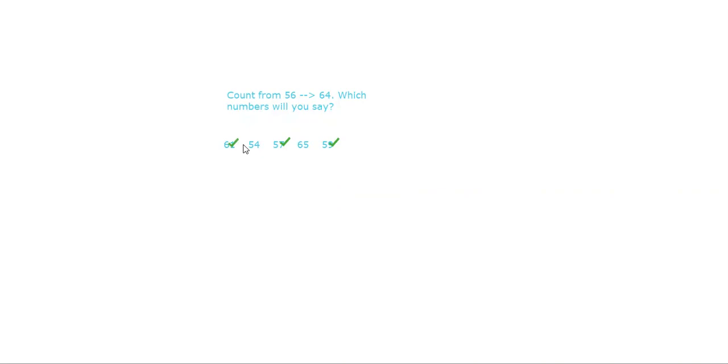62, 63, 64, and we can see that these two are not circled. So that means we can eliminate them and come to the final answer that 3 of these are correct. So you should have gotten these 3 correct. Now that we're finished with type 2, let's go on to type 3.